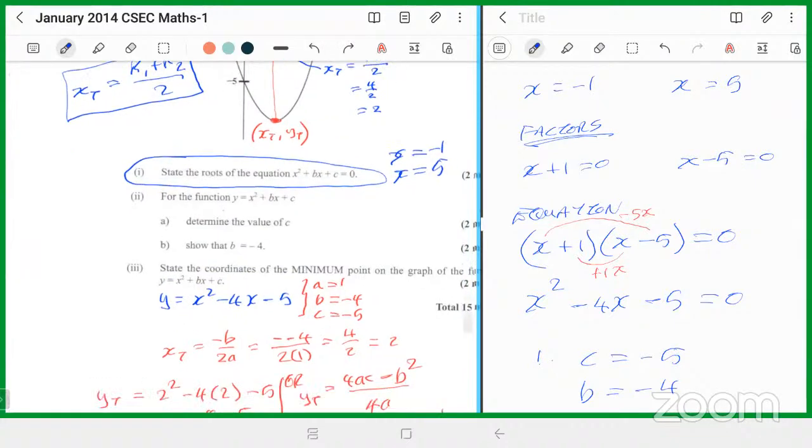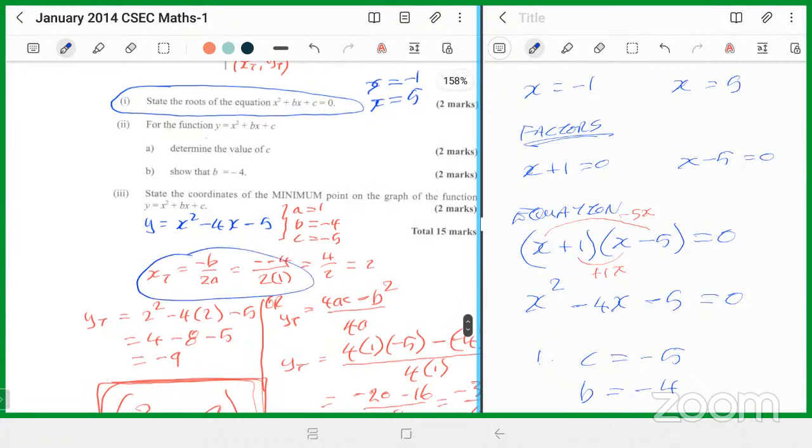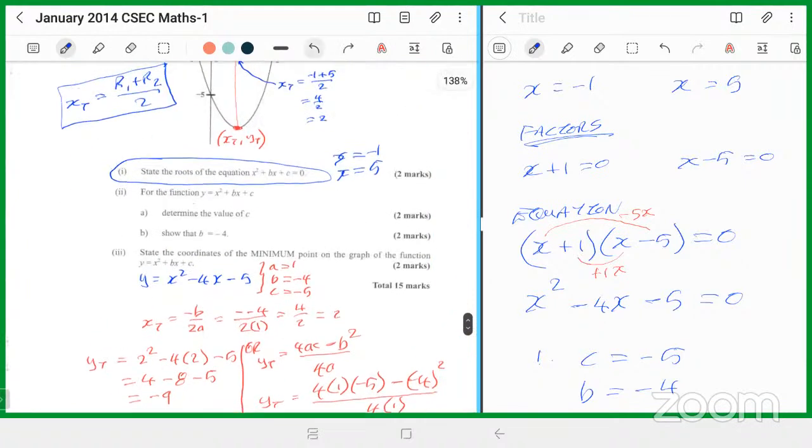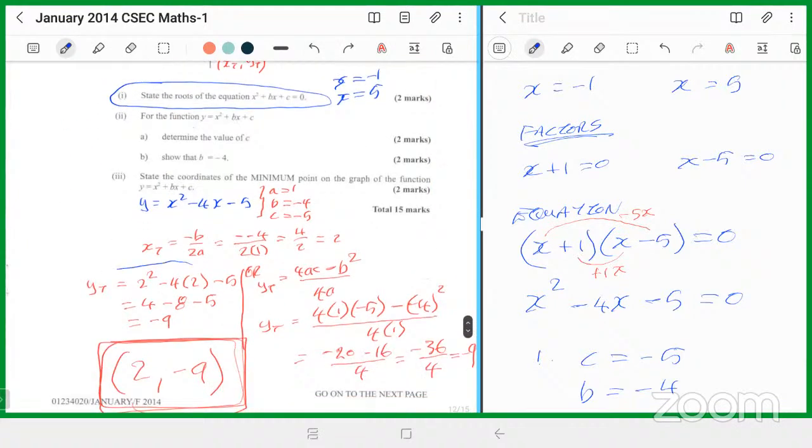I wouldn't bother with the xt and yt formula to do it in particular. I would more get the 2 using the average method up here, and then I would plug the 2 in as I did here to get the -9 and end up with the point. That's why I would do it in an exam, to get the answer quickly.